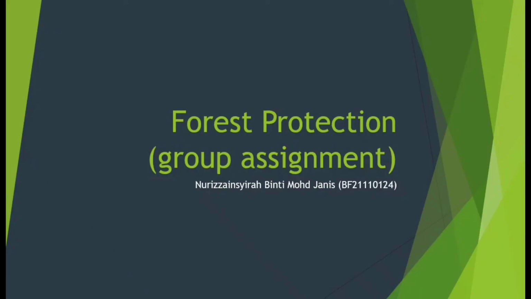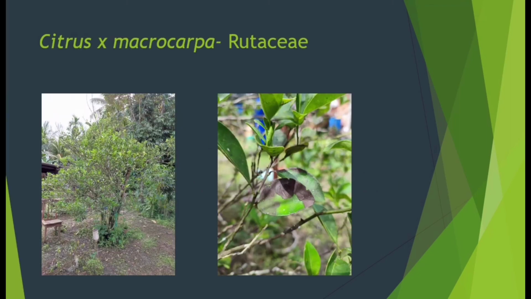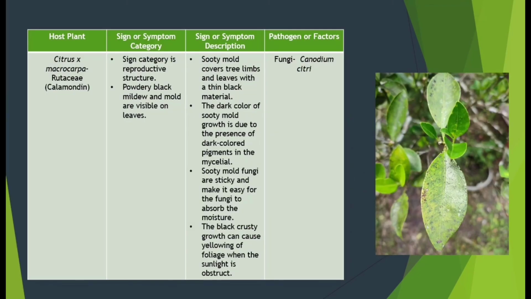Hello, my name is Nuzain Shira binti Muhammad Janis. The first host plant is Citrus x microcarpa, also known as calamondin. The sign category is reproductive structure. Powdery black mildew and mold are visible on leaves.